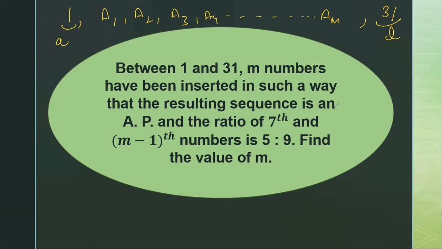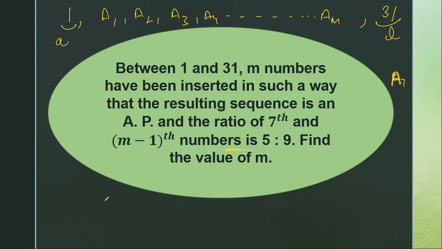Next, the resulting sequence is an AP. The ratio of the seventh and the m minus 1th numbers is 5/9, right? If you see the seventh and the m minus 1th numbers, you have to understand that the seventh number, A7, means they are talking about the inserted term. So it means they are talking about the eighth term. Please remember this thing, the eighth term. And the m minus 1th number. Find the value of m.